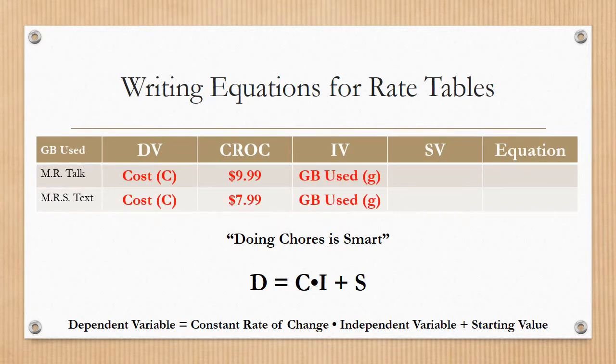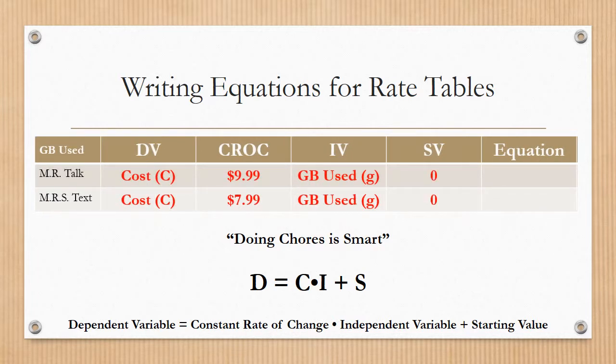And notice beside the cost, I put a C. That's the variable I'm going to use to represent cost. And I have that one capitalized. And beside the independent variable, I put a lowercase g for gigabytes. And that's the variable I'm going to use to represent that. I said earlier we don't have any one-time fees here, no setup fees. So our starting value is 0. If we don't use any gigabytes of data in these plans, we don't owe any money.